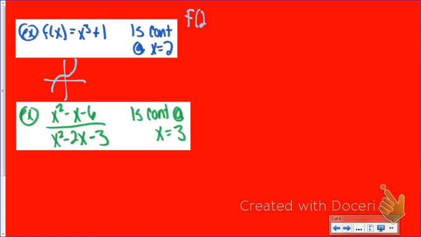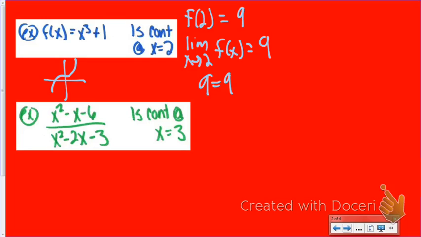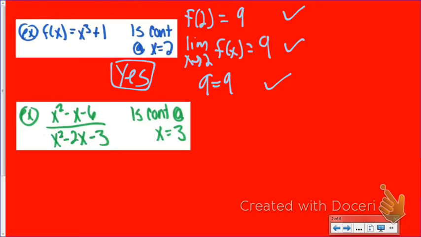f of 2 has to exist. Well, we can find that. I can take 2, plug it into my equation, and I get 9. I also know if I try to find that limit, I'm going to get the same answer, because all I'm going to do is plug in 2, and I'm going to get 9. And because 9 is equal to 9, this follows all three of the rules we just looked at, which means this function is continuous at x equals 2.